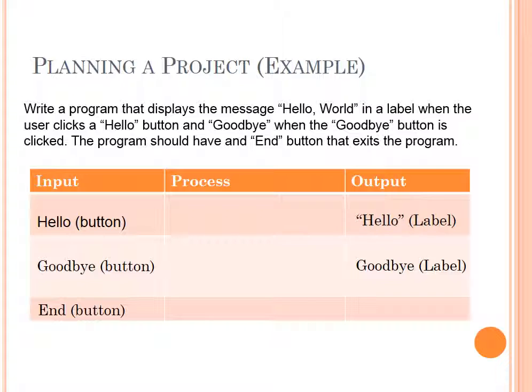But it's only one label, okay? Now, when the end button is pressed, there is no output. The program just ends. Now, once I know the inputs and the outputs, I can think about how to get from A to B, okay?